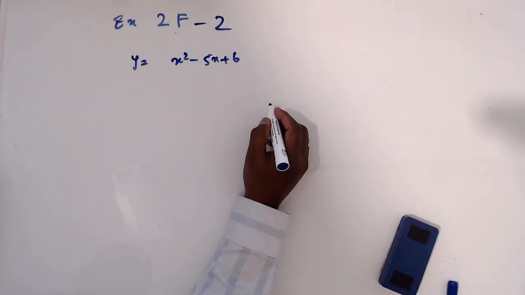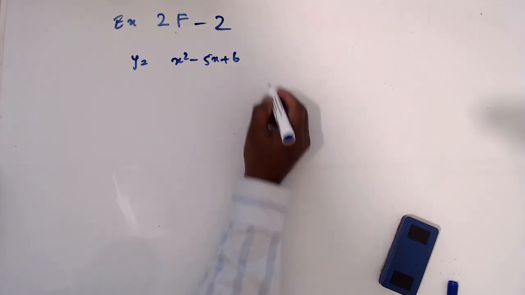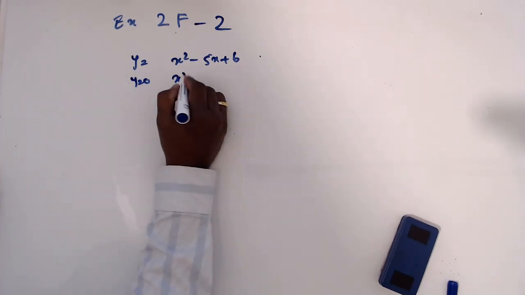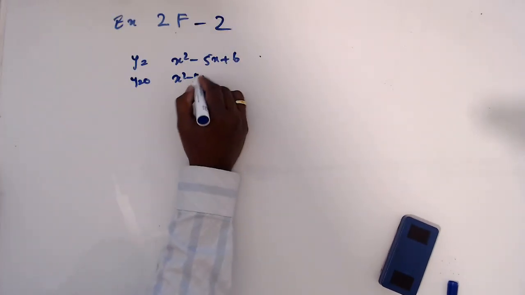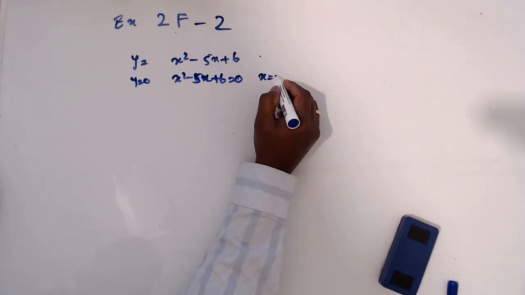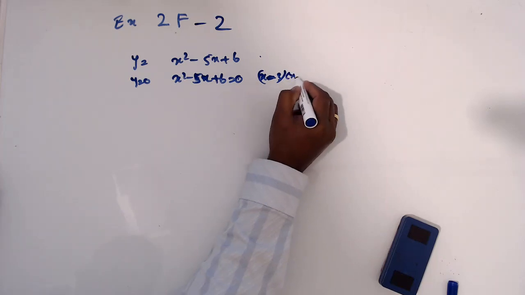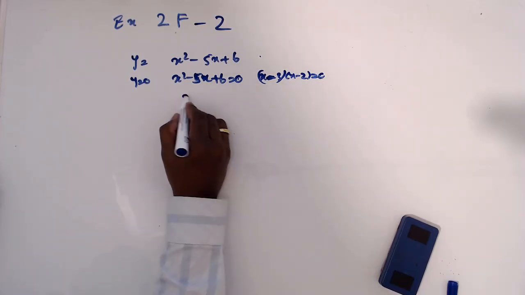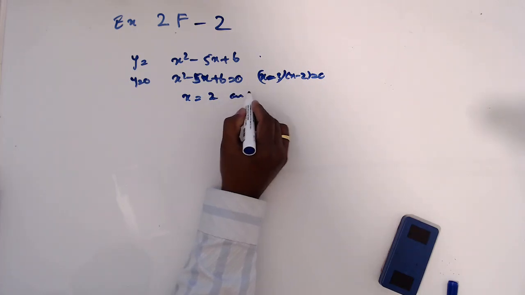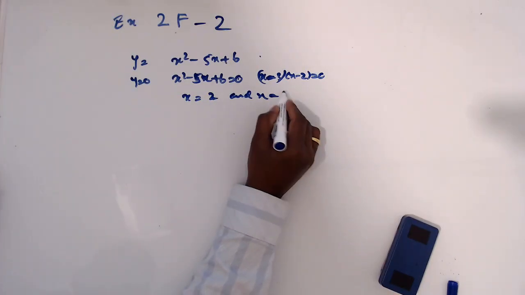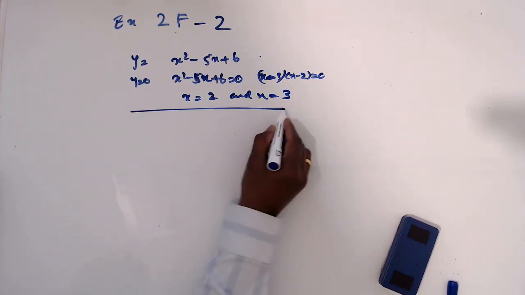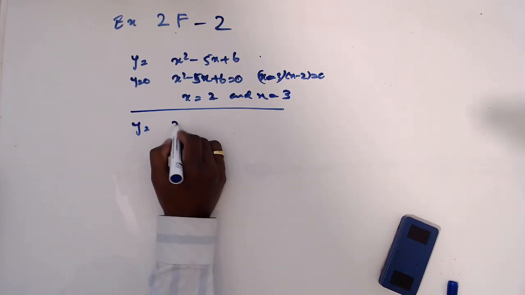So what are the roots of this equation? When y equals 0, x square minus 5x plus 6 equals 0. We know x minus 3 and x minus 2 equals 0. We know roots are x equal 2 and x equal 3. What are the roots of this equation?